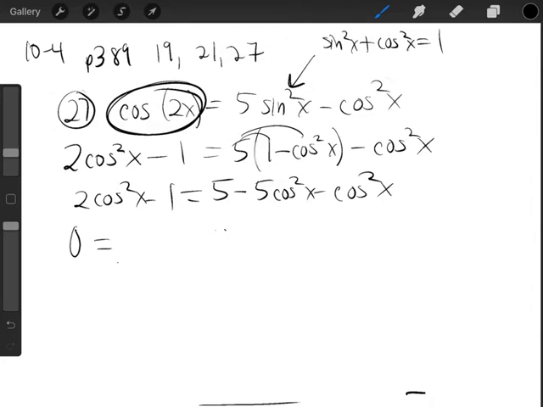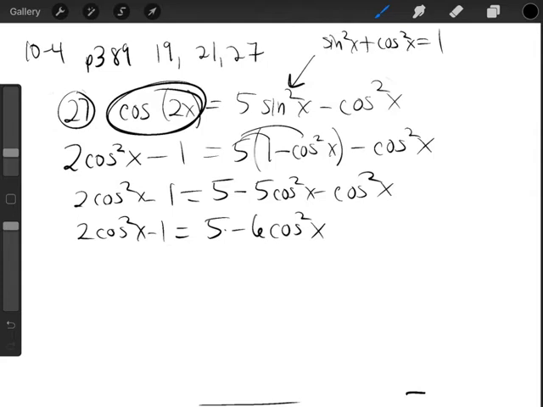So let's see what we can do here. I'm going to subtract 2 cosine squared x from both sides. Well, I probably shouldn't do things so quickly. All right. So 2 cosine squared x minus 1 equals 5 minus 6 cosine squared x.